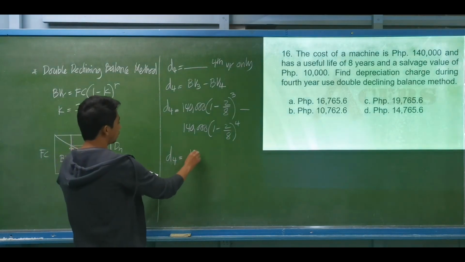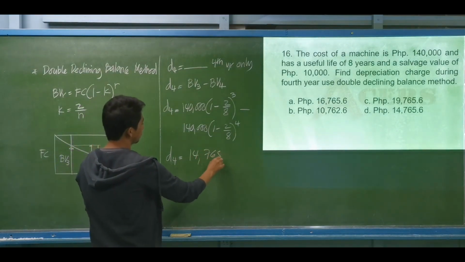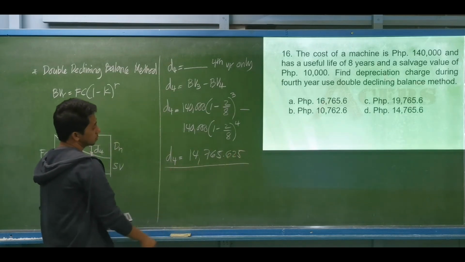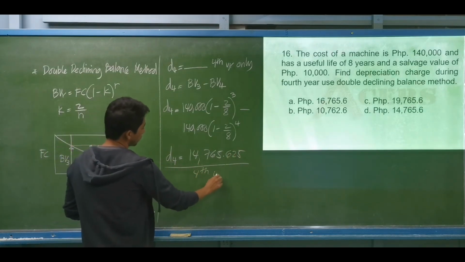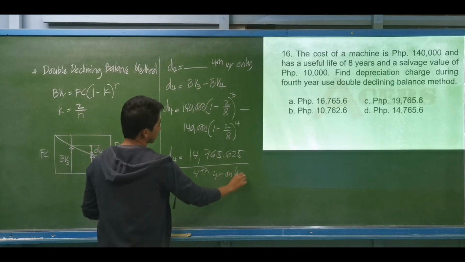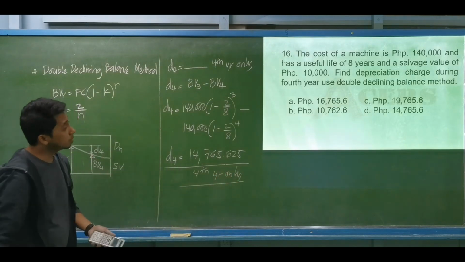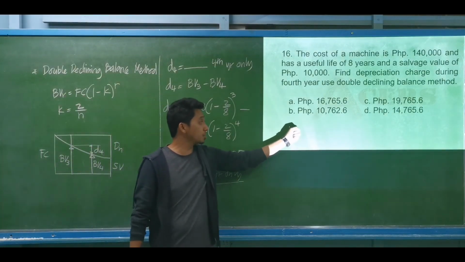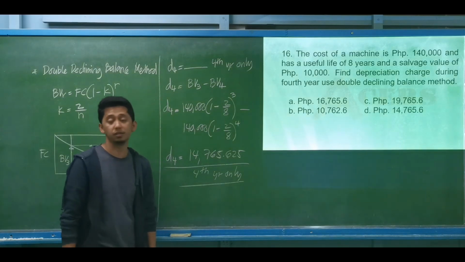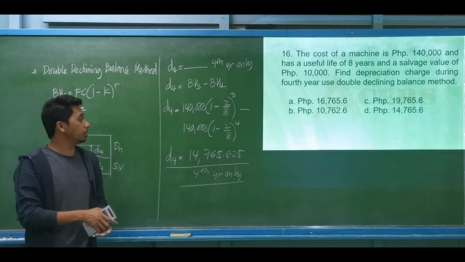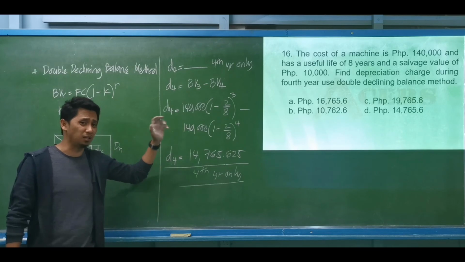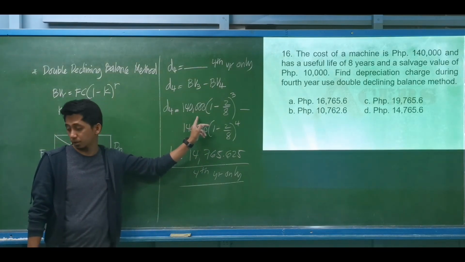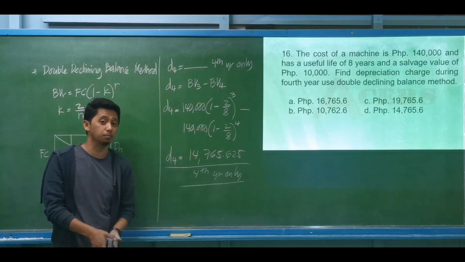So you have the value of 14,765.625. So this is for the 4th year only. 14,765.6 we have on our answer choices. We have letter D. You can use a method here for the calculator, but that is very inconvenient since it is the same as inputting this equation. So I'm not recommending that procedure.